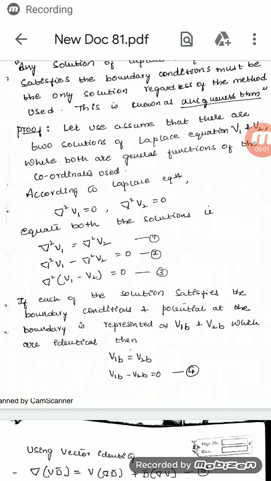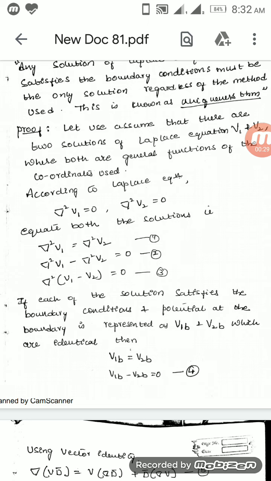In this video, I will tell you about the very important topic of module 3, which is always repeated, that is the uniqueness theorem. In the uniqueness theorem, we'll find a solution, telling that the solution is unique. What it states is any solution of the Laplace equation that satisfies the boundary conditions must be the only solution regardless of the method used, so that the solution should be unique.